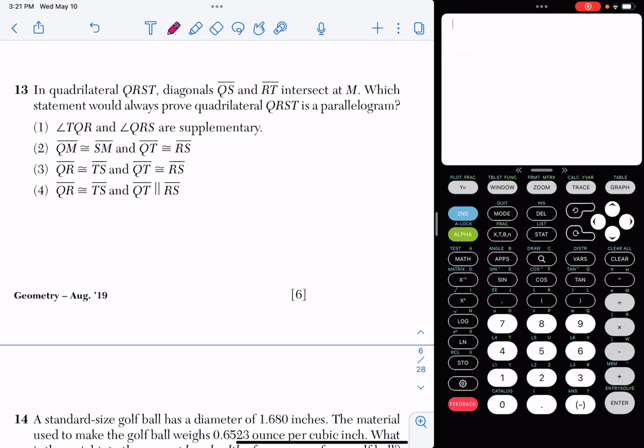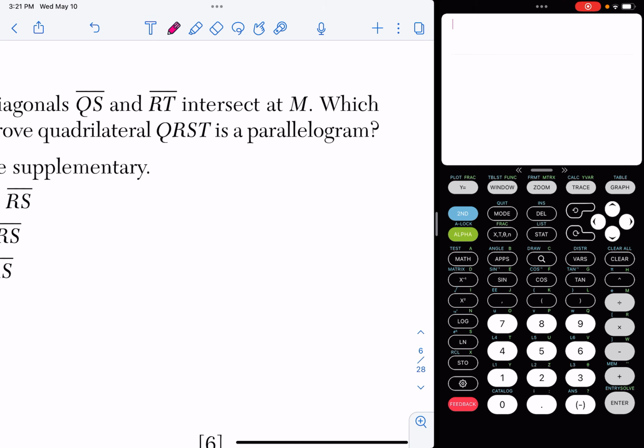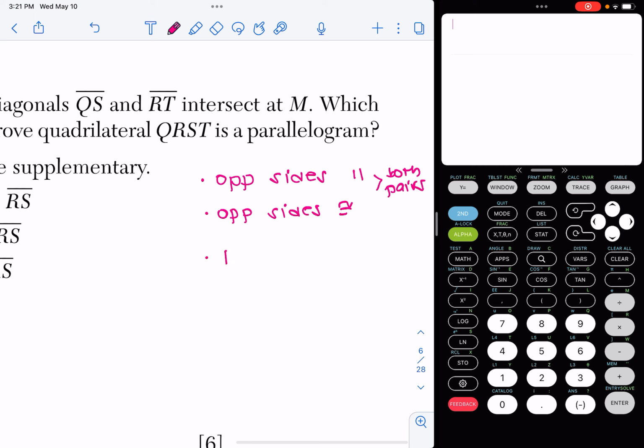So we have to think about the properties of a parallelogram in order to do this, and you notice there are no pictures here. So I'll draw one in a second, but here are some common instances that would make a quadrilateral a parallelogram. We could know that opposite sides are parallel. We could know that opposite sides are congruent. And for each of those, I'm talking about both pairs of opposite sides. We could know that the diagonals bisect each other.